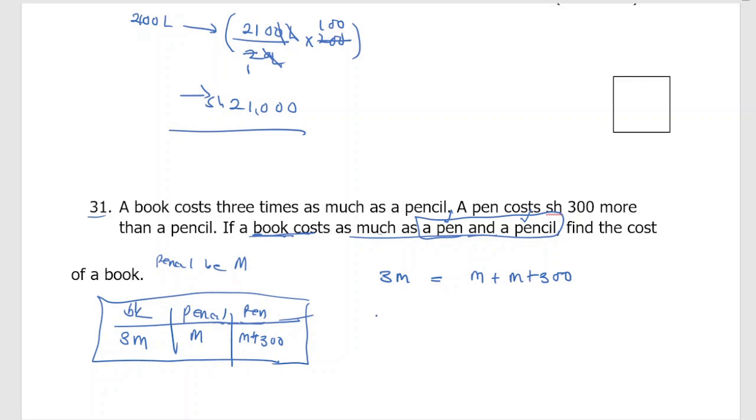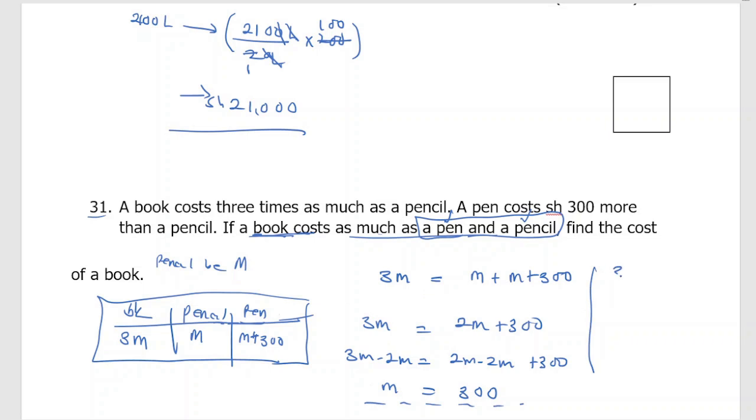Now we have an equation. Therefore you're going to have 3M is equal to 2M plus 300, whereby 3M minus 2M is equal to 2M minus 2M plus 300. This is algebra, whereby we have M is equal to 300. So find the cost of a book. So our M is 300. Now our book is going to be 3 times 300 shillings. Therefore the book costs 900 shillings. So the cost of a book is 900 shillings.